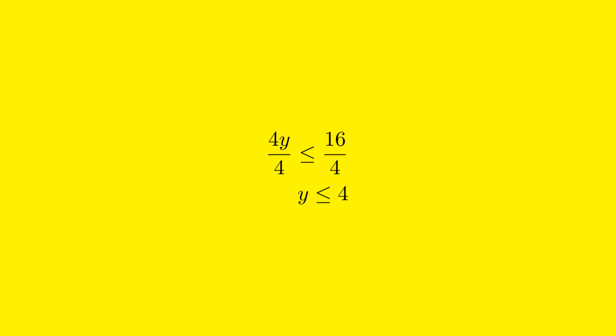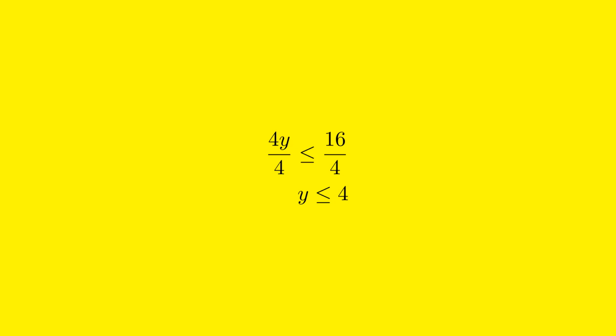We altered the expression by dividing both sides by 4. This is to isolate the variable y, as dividing by the coefficient simplifies it to 1, allowing us to concentrate on the variable itself. Dividing by a positive number preserves the direction of the inequality. So after step 2, we have y less than or equal to 4.